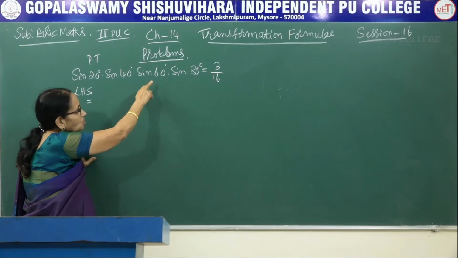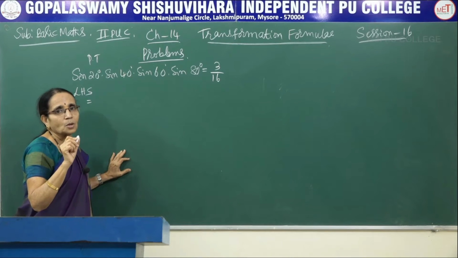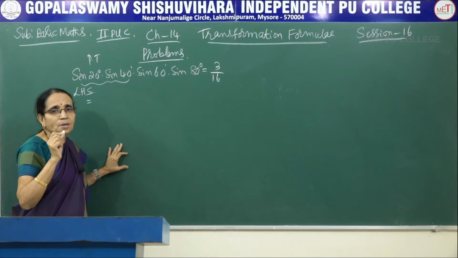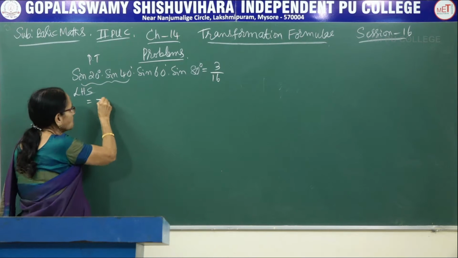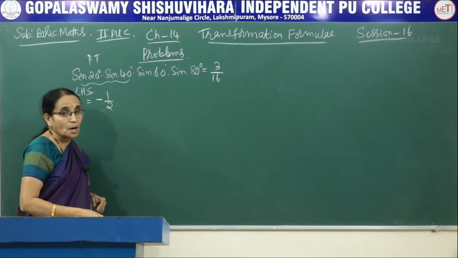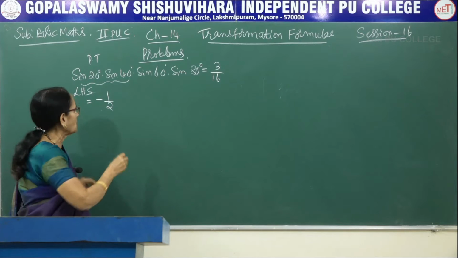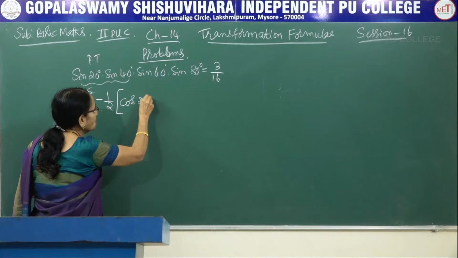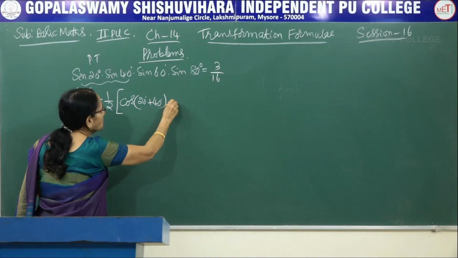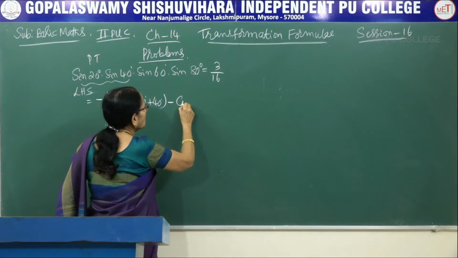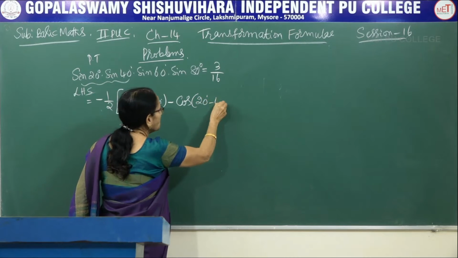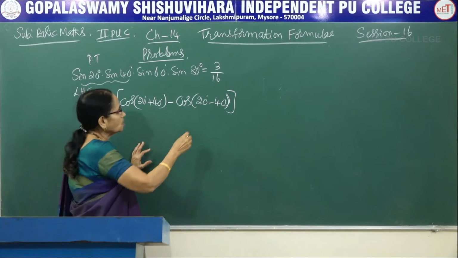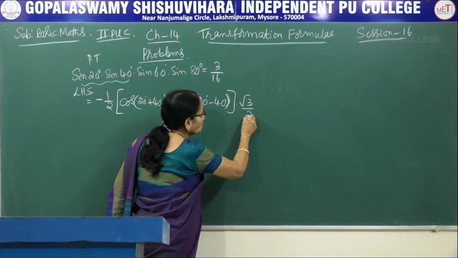Why I am not taking this is, you observe sin 60 is a standard value. So write that value. First let me take these 2. Which formula does it resemble? Sin A into sin B. So the formula, I am not writing the formula there because I hope that all of you have learned the formula by heart. So minus half of cos of A plus B, that is 20 plus 40, minus cos of A minus B, 20 minus 40. So I am saying the formula and then writing. You have to do the same thing. It would be easy for you to solve the problem.